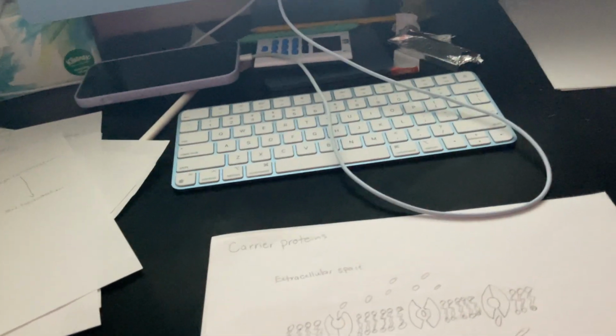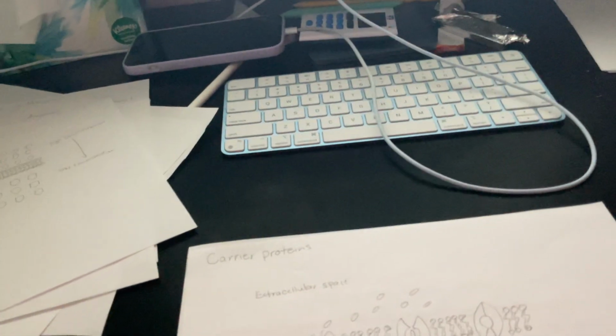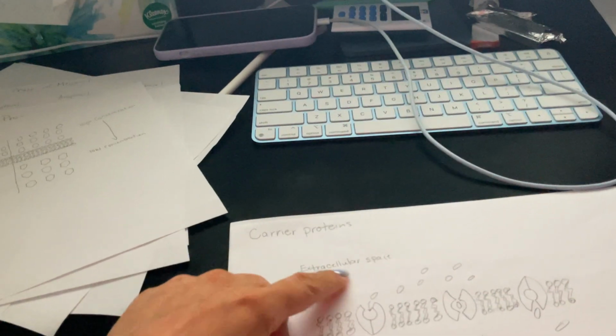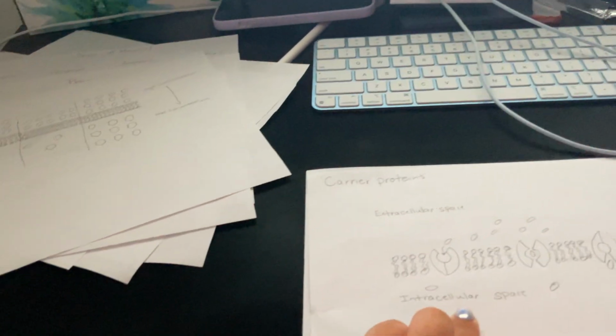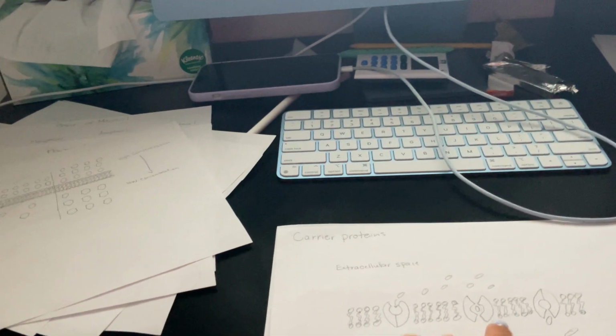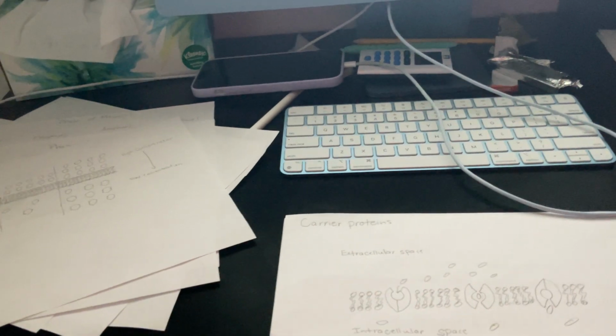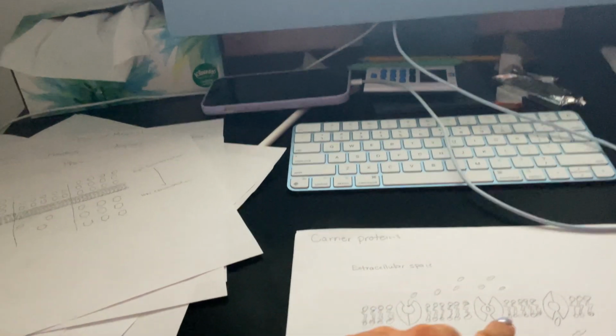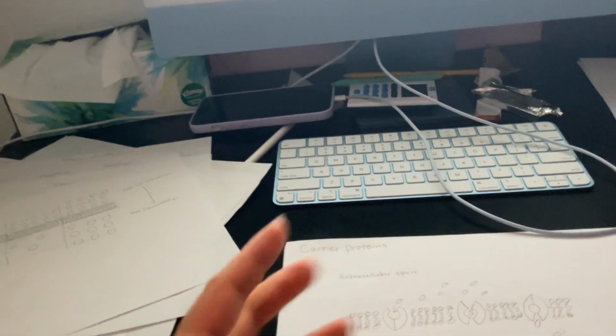You're going to have the carrier protein. We've got the extracellular space and the intracellular space. These are the molecules. And you see that the channels are actually going to catch some of these molecules to be able to go through. And these are very molecule sensitive, so they only pass through specific or similar molecules.